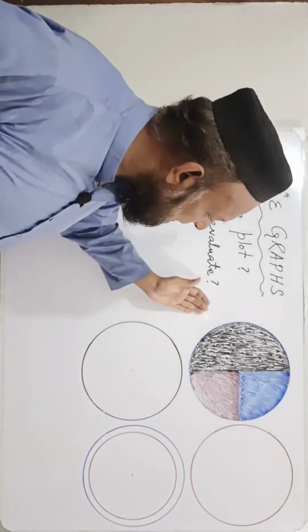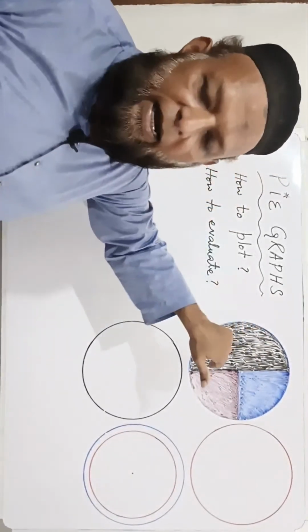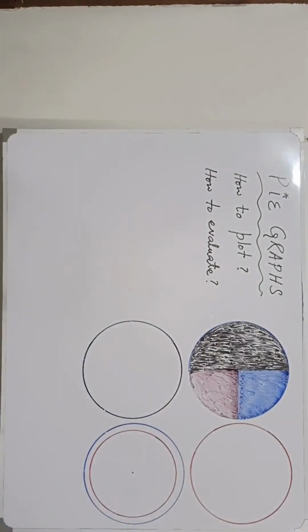You can see that we have one graph already at the board. What is this graph? This is a pie graph, and it indicates three quantities. You can see that there are three colors: black, blue, and red. So what are these three quantities expressed on this pie graph? Let's see.